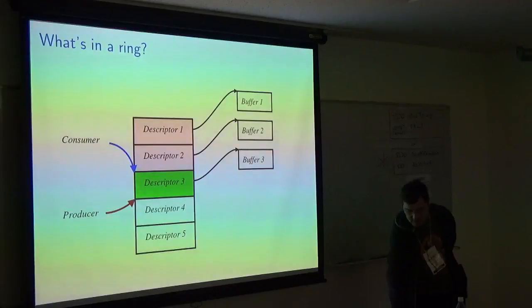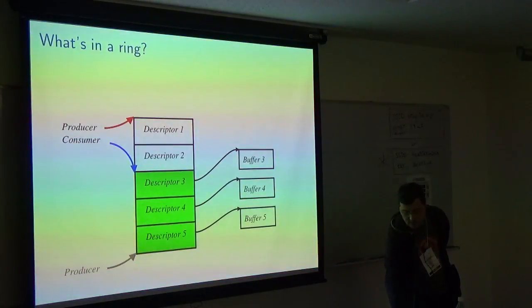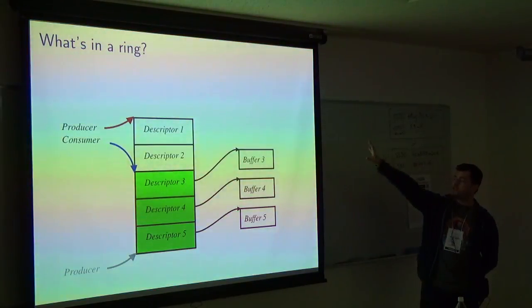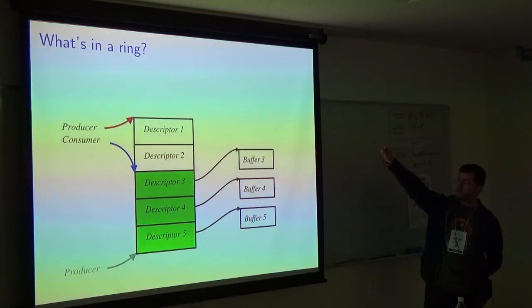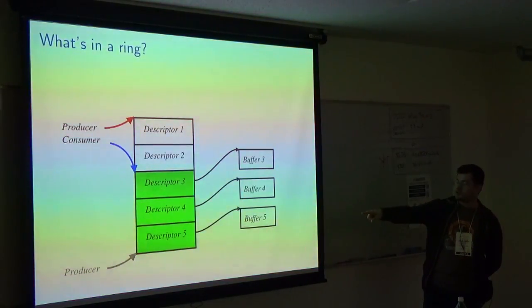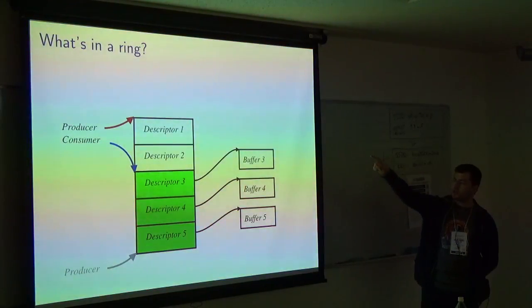We have produced another buffer and another buffer, and once the consumer index is adjusted, we can take those buffers off the ring, disassociate them from the descriptors, and free them or do whatever we want with them. Now when the producer reaches the last element, when we produce buffer 5, we need to make sure to wrap it.